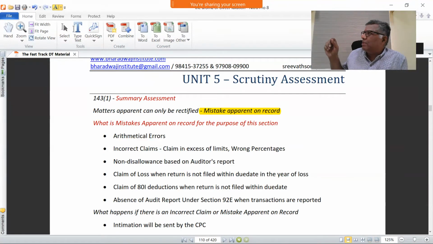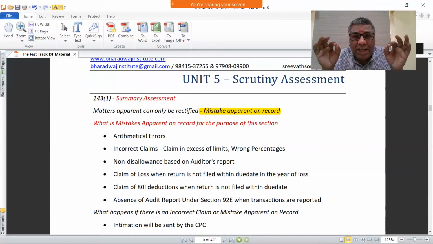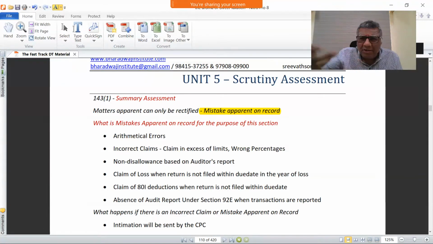Depreciation on plant and machinery at 25%. I can only claim 15%. When I claim 25%, it is a mistake apparent on record. Maximum 150, I claimed 2 lakhs. Mistake apparent on record, prima facie adjustments. There is no debate at all.